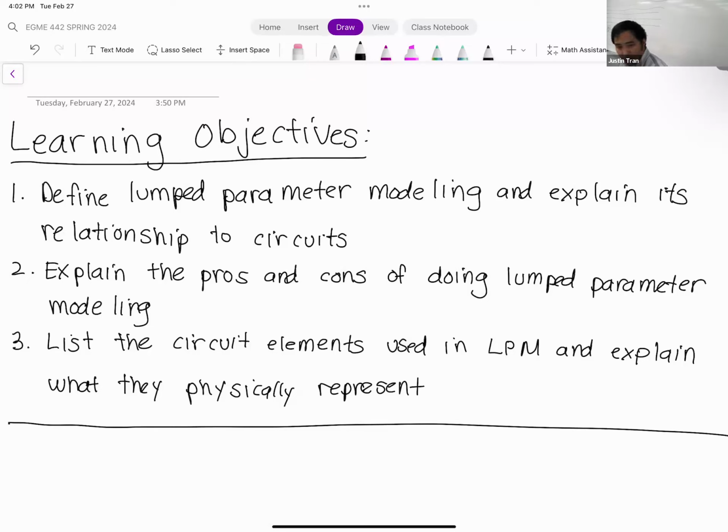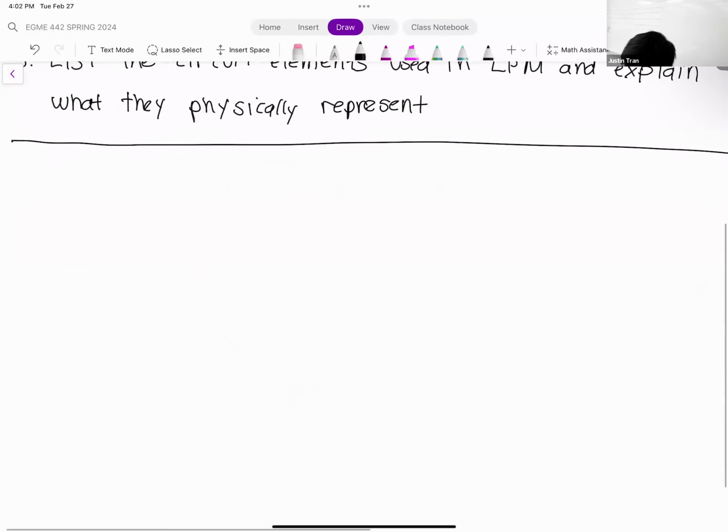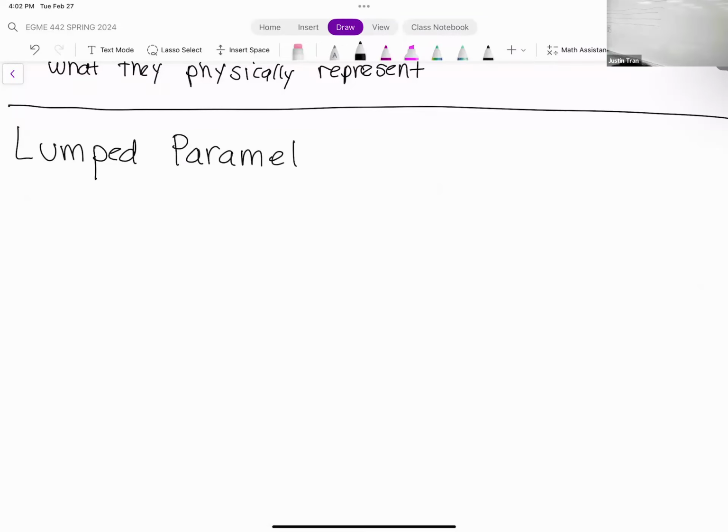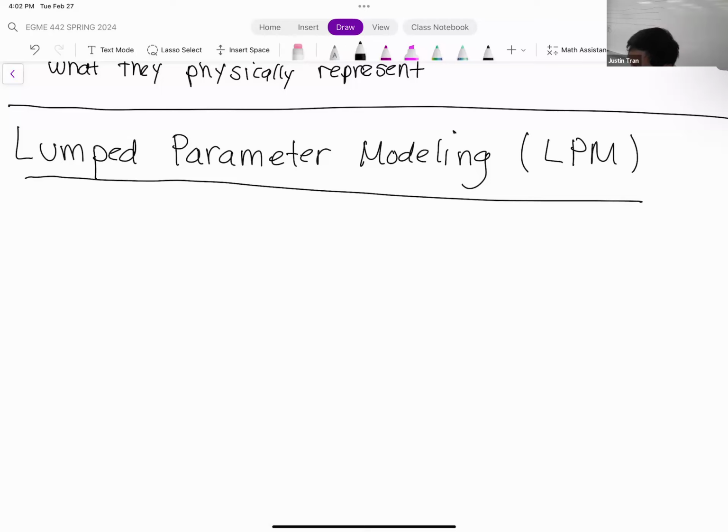Okay. All right. So let's go ahead and get started. Like I mentioned, the topic for today is lump parameter modeling. I'll be saying lump parameter modeling a lot today, and so when I write it down, I'll probably shorten it to LPM because that is much shorter to write than lump parameter model. So if you ever hear me say LPM, what I mean is lump parameter model.